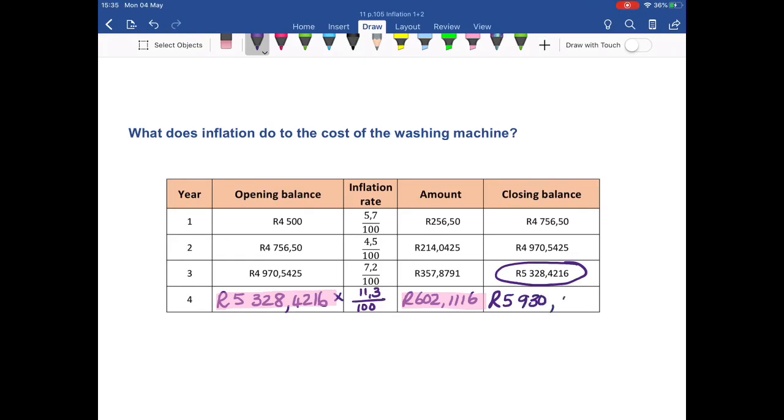So my final amount after 4 years is going to be 5,930 Rand 5332, which I'm going to round off to 5,930 Rand, rounding to 2 decimal places, 53 cents. So that is what inflation would do to the washing machine.